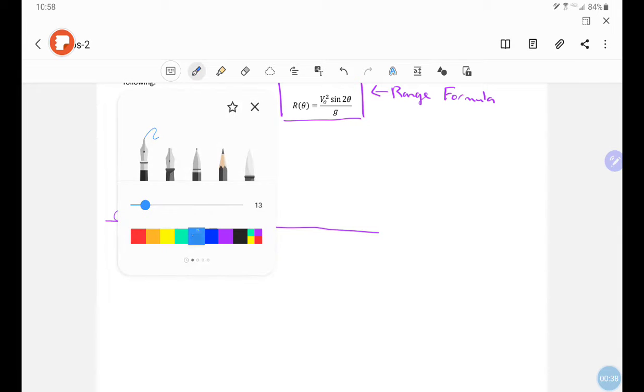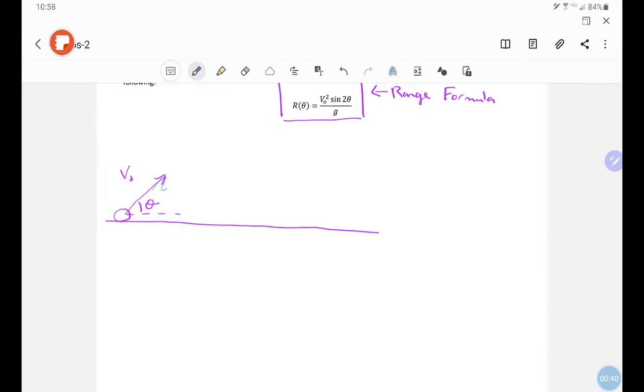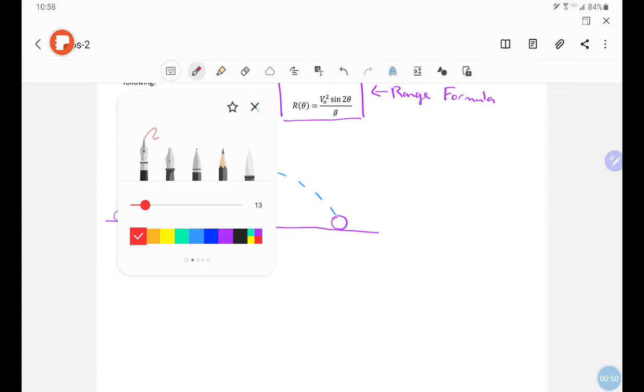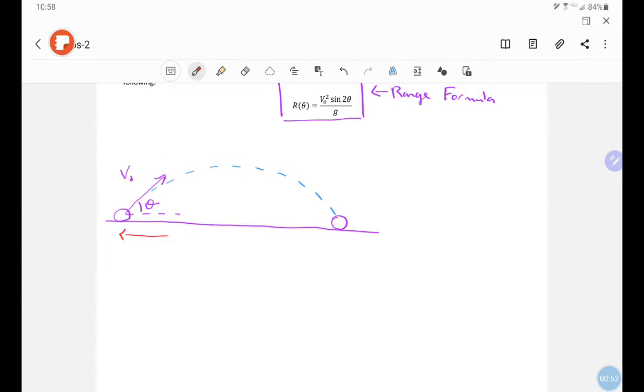That projectile is going to travel through the air and it's going to land back on the ground. And the range being found here is the horizontal range over the ground. So this is r. The nice thing about this formula is the only thing needed is the object's initial velocity and its angle with respect to the horizontal, and you get horizontal distance.